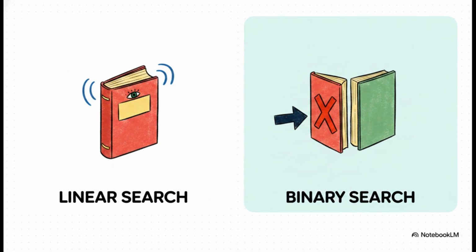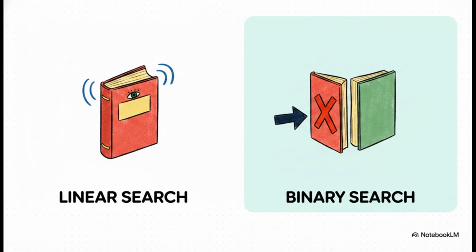Imagine trying to find the name Marcus Smith in an old, massive physical phone book. A linear search means starting at page 1 and flipping through the book one single page at a time. If Marcus is way back on page 550, well, that's 550 flips. It works, for sure, but it is painfully slow.